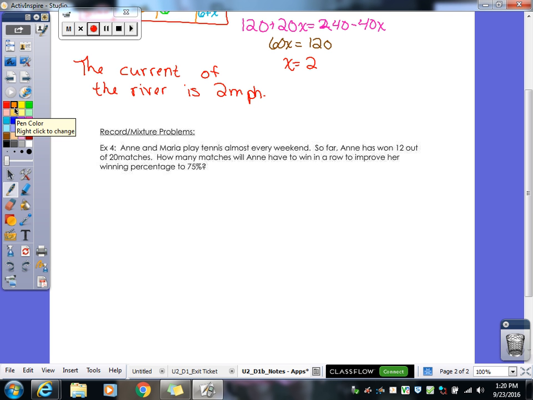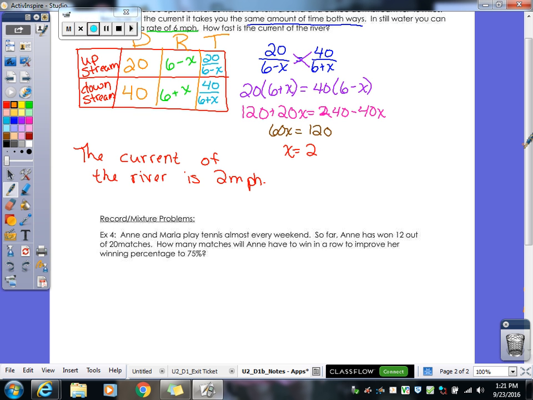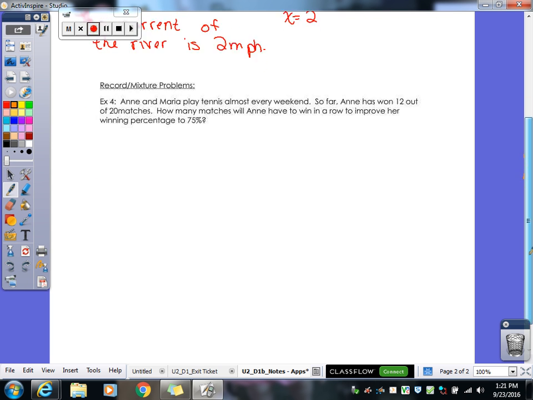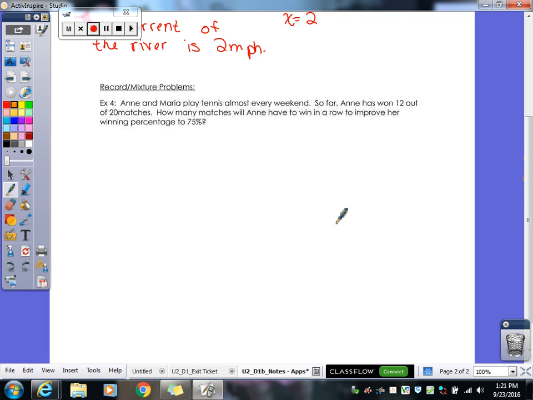So then our last kind of problem is a record / mixture kind of problem. I'm sorry, what's up? No. Because if you remember with our rate up here, this is our rate minus the current. And that's what we were trying to find, is what the current was. The current is 2 miles an hour. We were just finding x that time. All right. So back to this problem down here, our mixture problem.